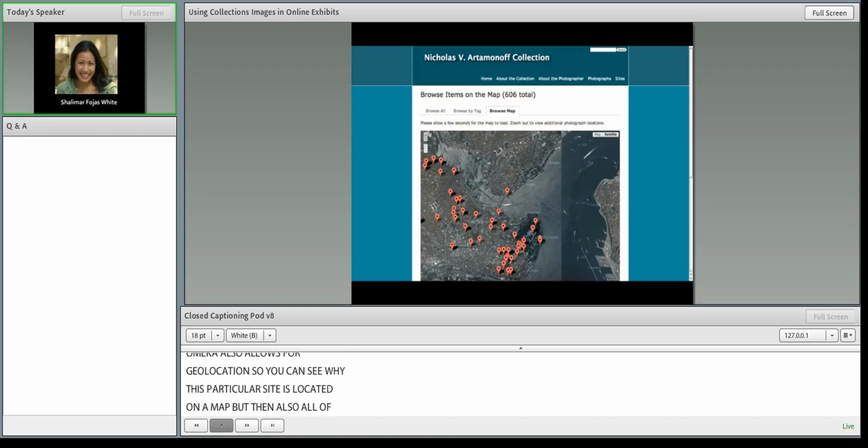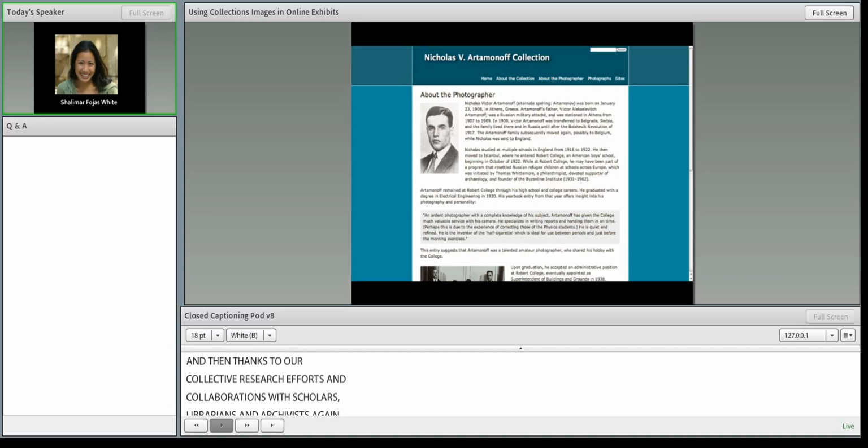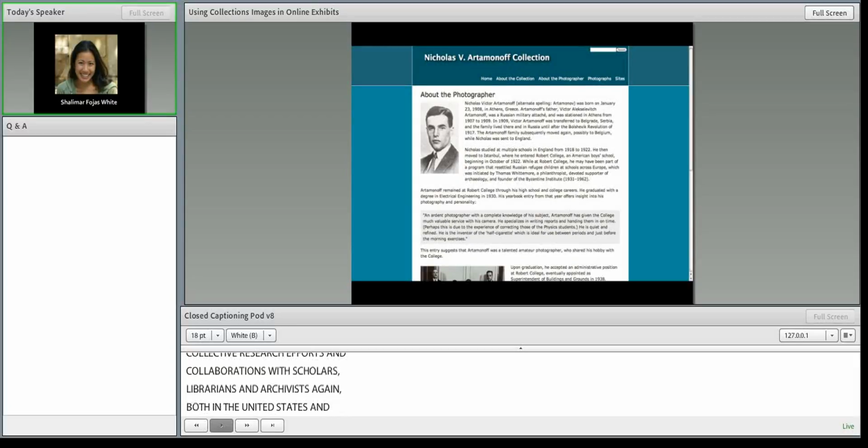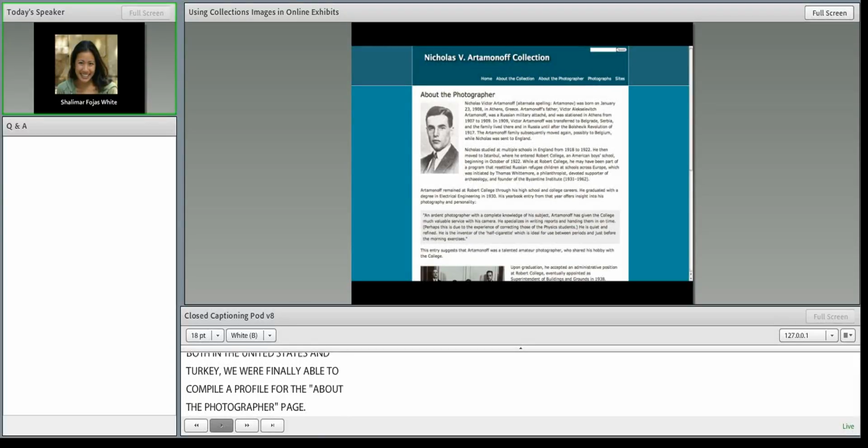And then thanks to our collective research efforts and collaborations with scholars, librarians, and archivists, again, both in the United States and in Turkey, we were finally able to compile a profile for the About the Photographer page. So just over a year before, this page would have been blank or shown those disembodied feet, but now this previously unknown amateur photographer has an identity online.